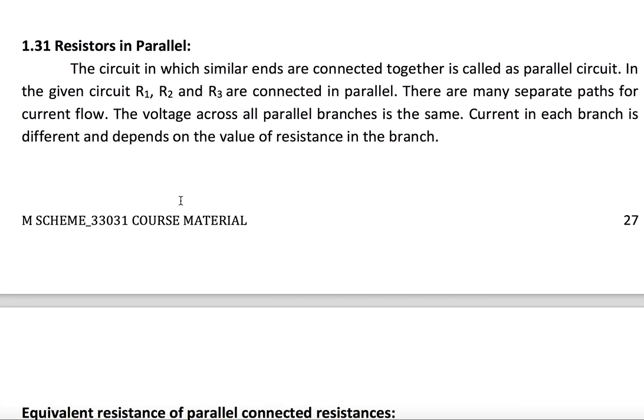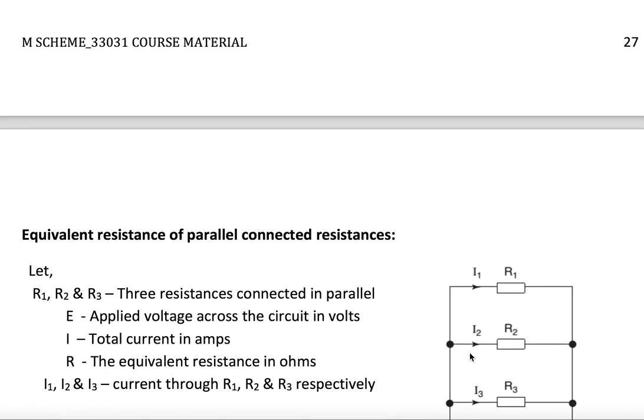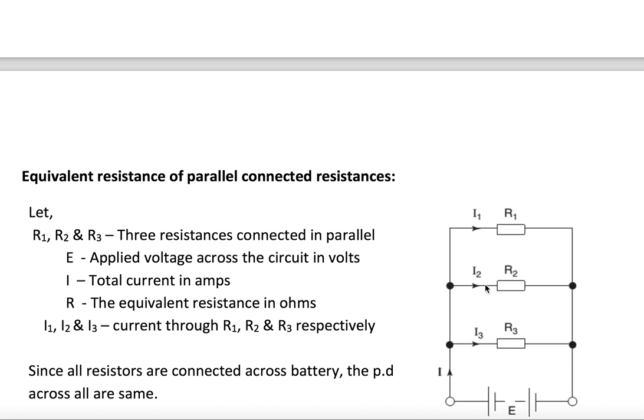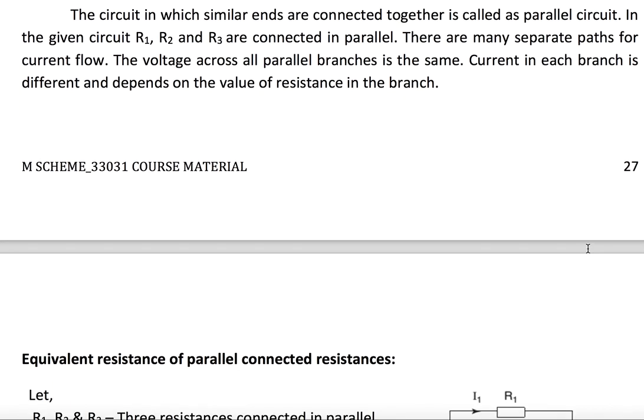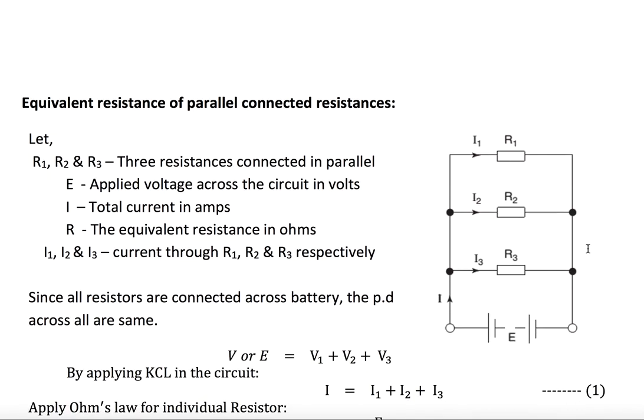In the given circuit, R1, R2, R3 are connected in parallel. A is connected to A, which is connected to again A; B is connected to B, which is again connected to B. Jointly they are connected to the battery or the source. There are many separate paths for the current to flow. The voltage across every parallel branch is the same. The current in each branch is different and depends upon the value of the resistance.